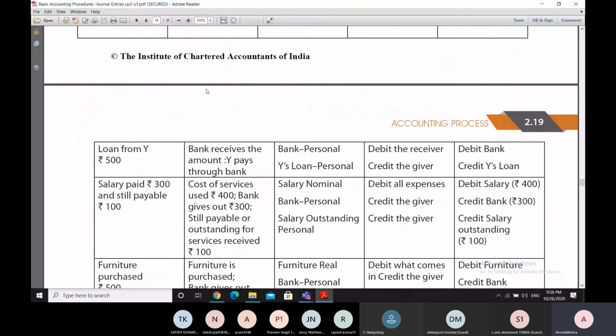Now let's say a loan is taken from Y of 500 rupees. Here two accounts are being affected. One is the bank, because money is flowing into the bank, that's the personal account of the proprietor. Now Y pays through the bank. So Y has given this loan and Y's account is also a personal account. So we credit the giver and debit the receiver. So we debit bank, the receiver, and we credit Y, the loan giver.